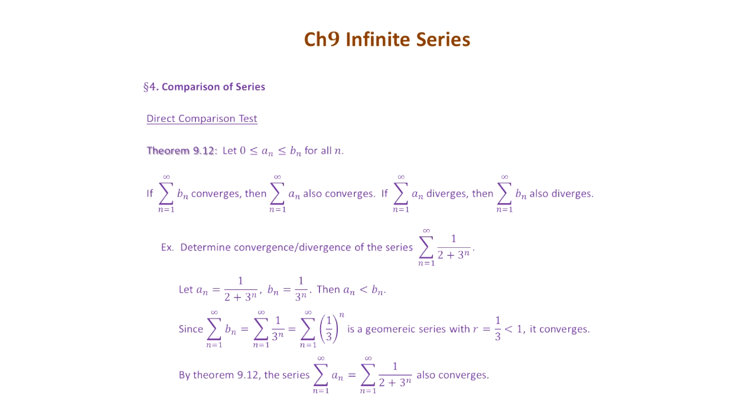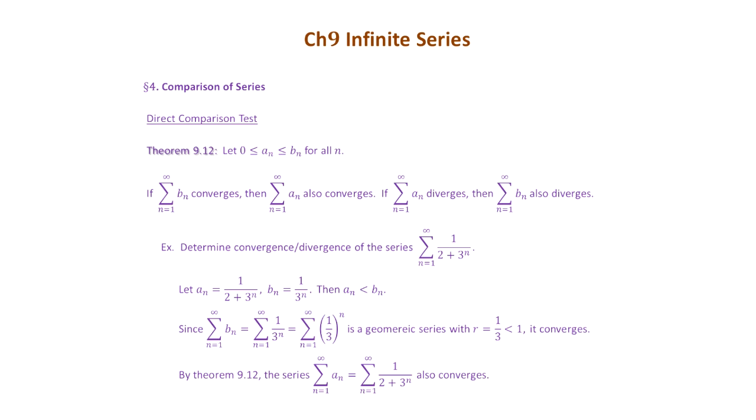Okay, let's do some simple examples by using this direct comparison test. Let's see whether the series of 1 over 2 plus 3 to the n diverges or converges. Okay, we can use the direct comparison test. So we need to find another series to compare. We only have one series, 1 over 2 plus 3 to the n, in this problem. So we need to find the reference series to compare. So let's name an to be 1 over 2 plus 3 to the n, and bn to be 1 over 3 to the n. So you just take off the 2 in the denominator.